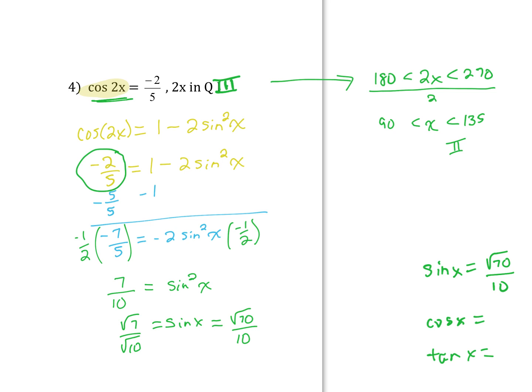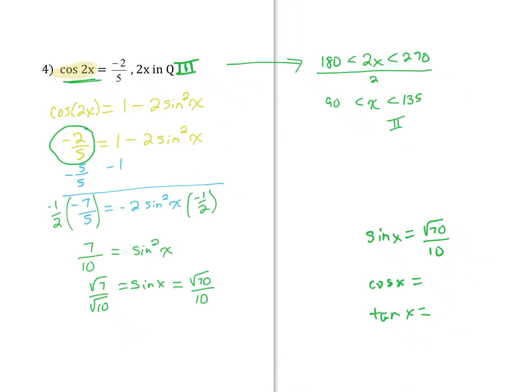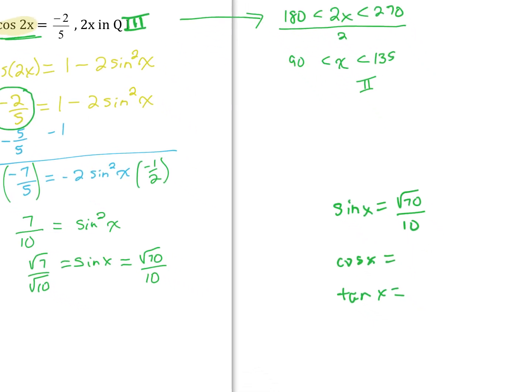And what do we know about the signs, positive or negative, in quadrant 2 for each of these? So we know sine is positive, but our cosine has to be negative, and our tangent's going to need to be negative. All right?